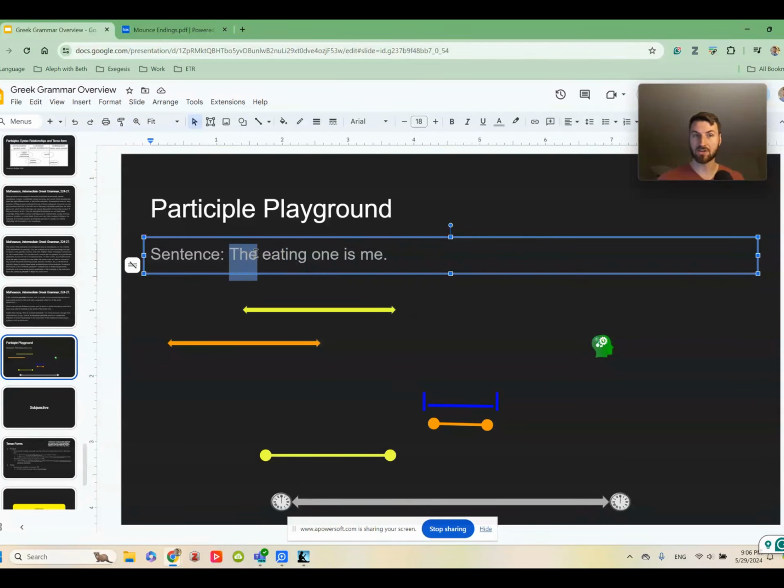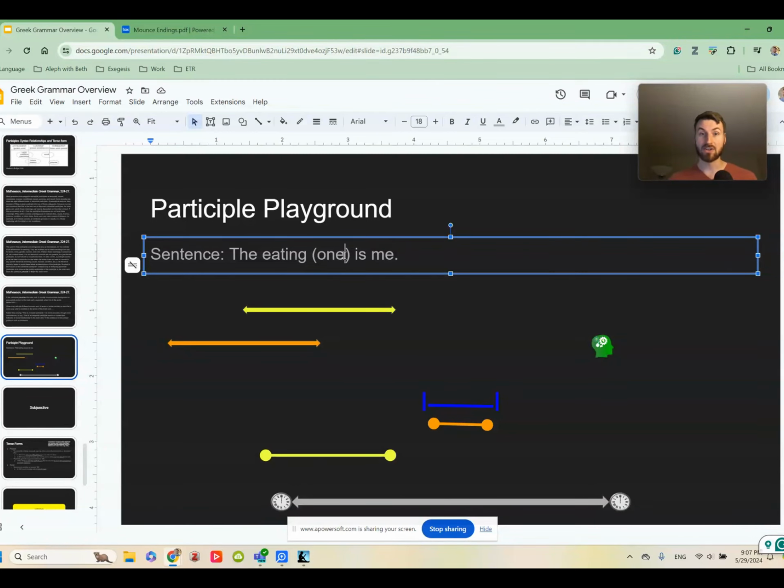So you just add the article to a participle. In Greek, you wouldn't have "one" here. We have to add that in English in order for it to sound right. But in Greek, you don't need the "one." Just like adjectives. Like if I say ho pistos, the faithful one, I don't need to add anything on the end. Just putting the article before the adjective makes it into a noun.